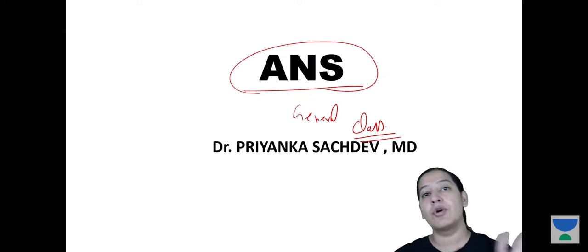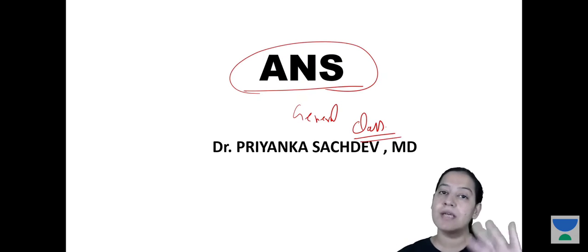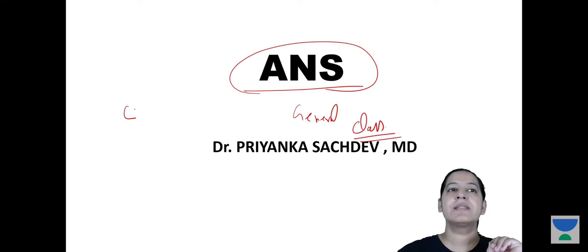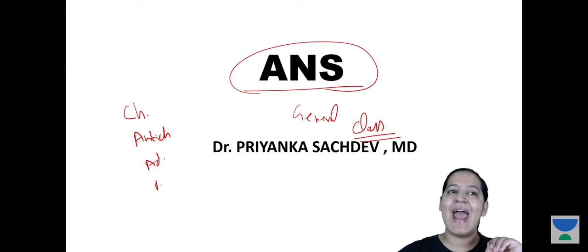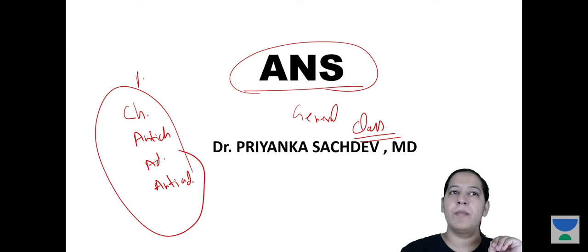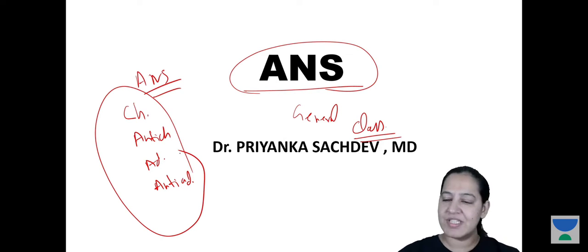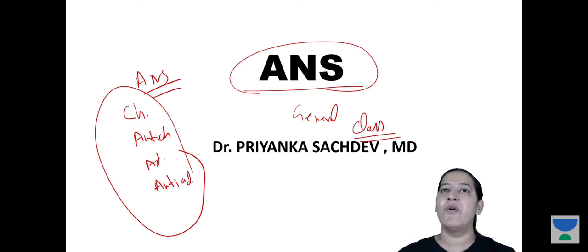So what is autonomic nervous system? Before studying the drugs of autonomic nervous system, 4 chapters here we have to study: cholinergic drugs, anticholinergic drugs, adrenergic drugs, and anti-adrenergic drugs. So in all the 4 chapters, that is in autonomic nervous system drugs, before starting it, I will discuss them one by one. Before starting autonomic nervous system, you should know what is autonomic nervous system.